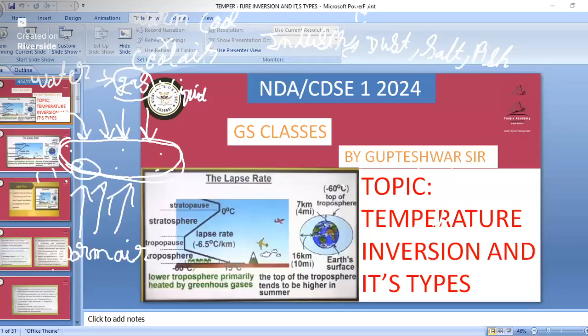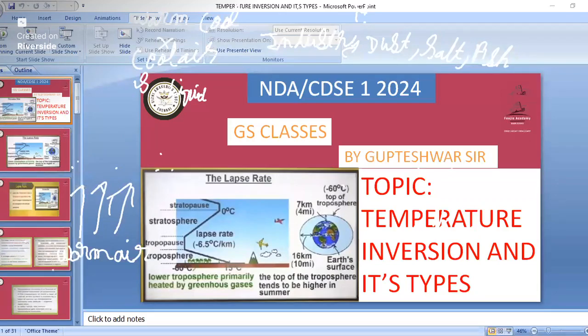So now at that time we will have the rainfall. And if we do not have the vertical mixing, then there would be no rainfall. That means because of that only we are facing all that smoke during the winter season. We are seeing that part. So that is because of temperature inversion.